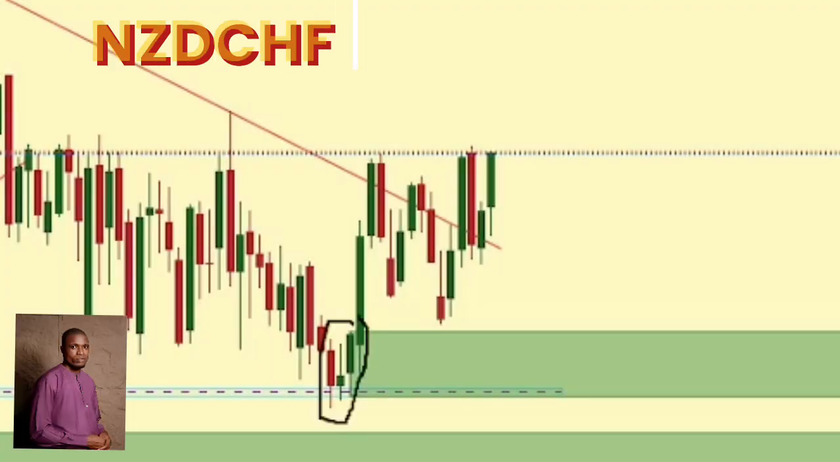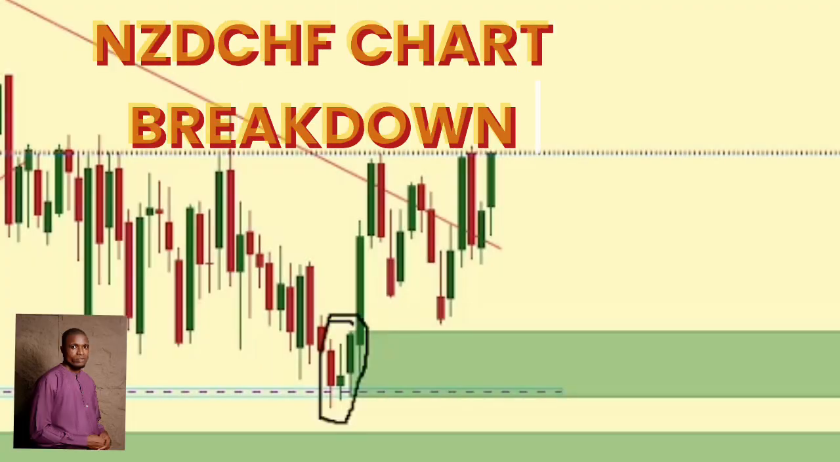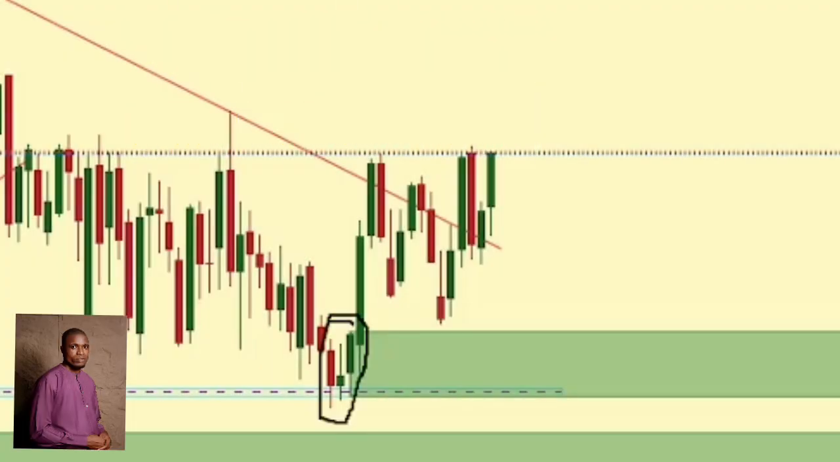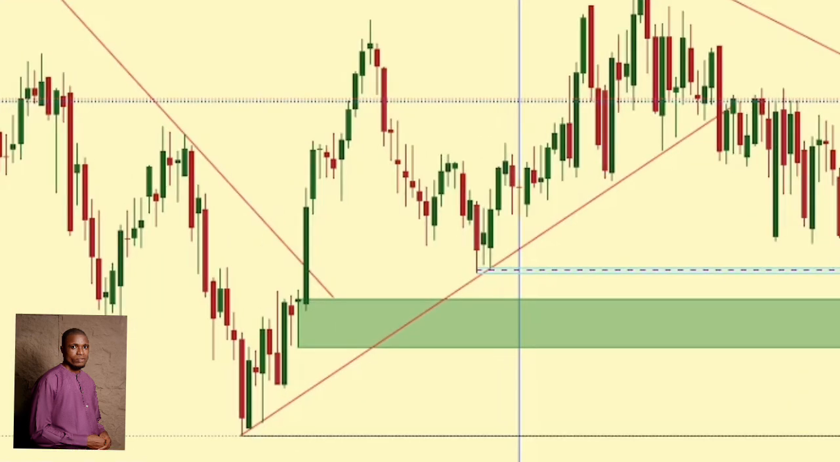This New Zealand shelf demand zone looks like a valid zone, but I am not trading it. Let me show you why.